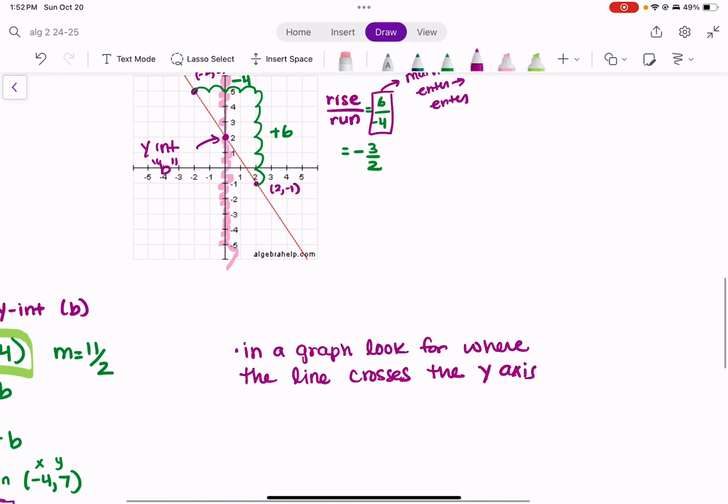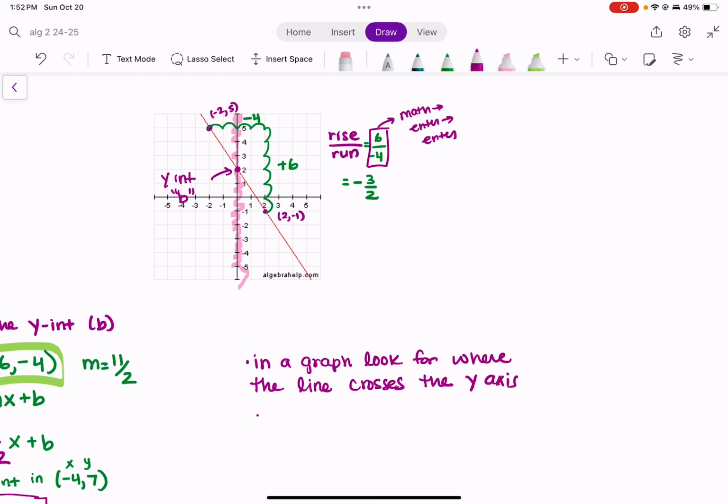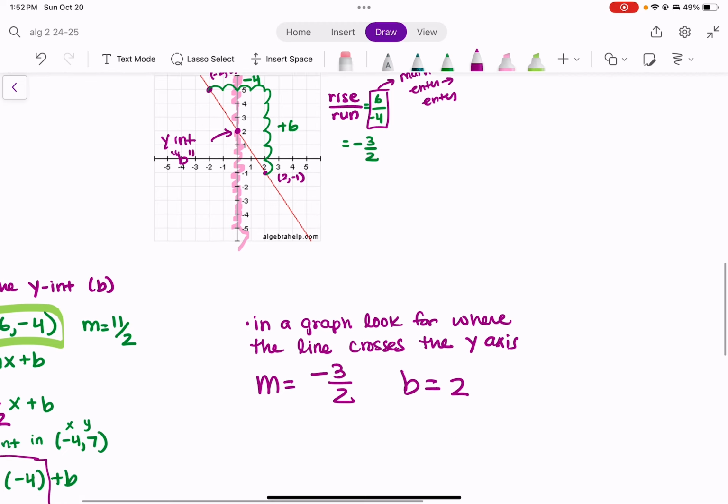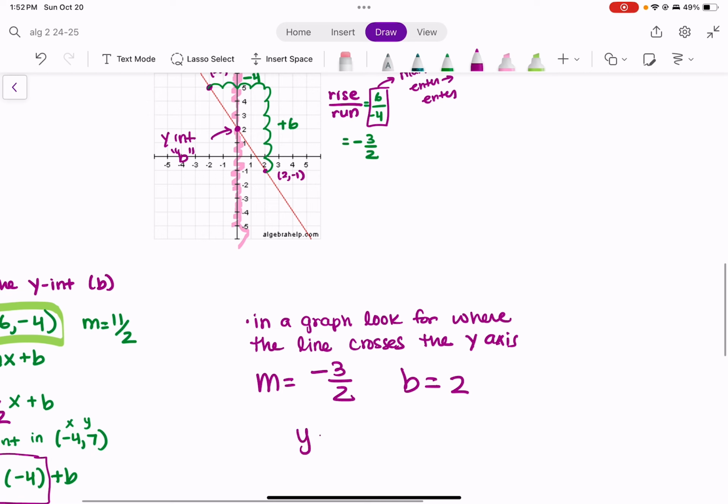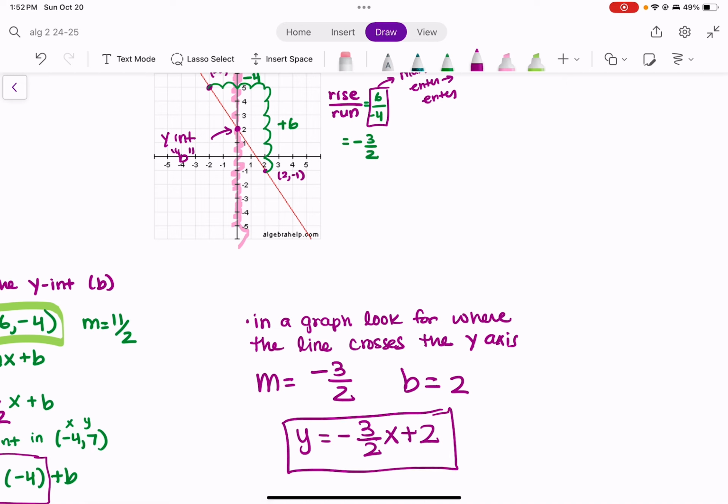So I have my m. My m was -3 over 2, and my b was just positive 2. So my equation would be -3 over 2x plus 2, okay? So now you should be able to write equations in slope-intercept form, whether you're given a graph or whether you're given 2 points.